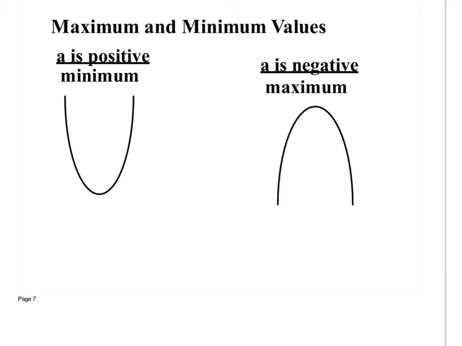Alright, so now we're going to figure out if it has a maximum or a minimum. You know it has a minimum if A is a positive number. We can look back at the examples we've done so far. When A was positive, it was a minimum, meaning the vertex was the lowest point. When A is negative, we have a maximum because it's upside down. The negative flips the parabola, which means that the vertex is your maximum. Any questions?